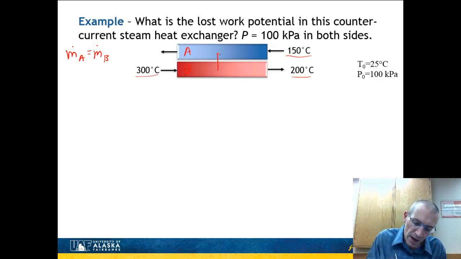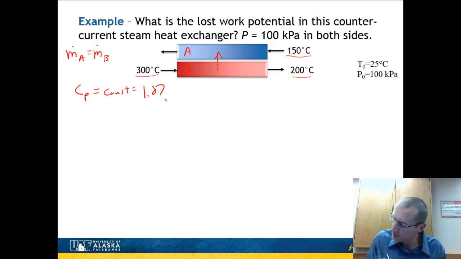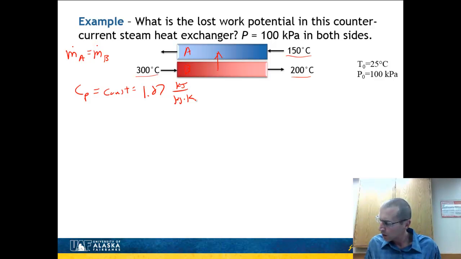And so we've got heat going from the hot stream into the cold stream. And under these conditions, I can approximate steam as an ideal gas, and these temperature changes aren't very big, so I'll say that Cp is essentially equal to a constant. And the heat capacity of steam is 1.87 kilojoules per kilogram Kelvin. And if we want to calculate the amount of exergy destroyed, we need to calculate the amount of entropy that's being generated. So let's calculate delta S.